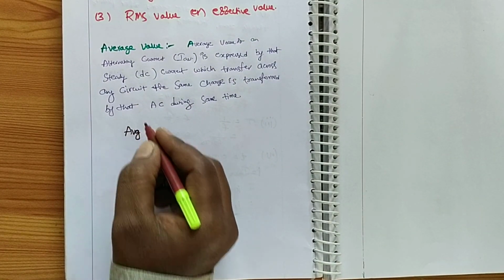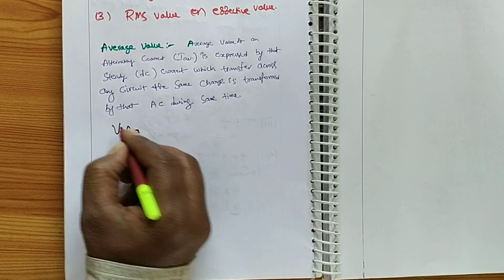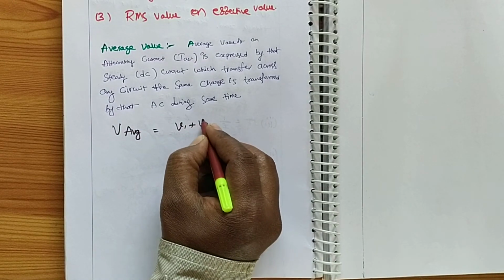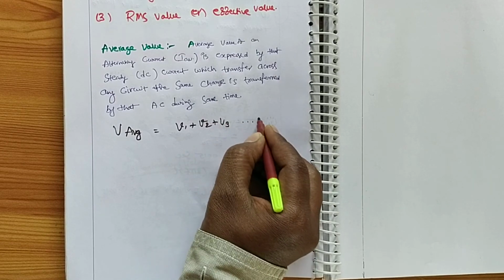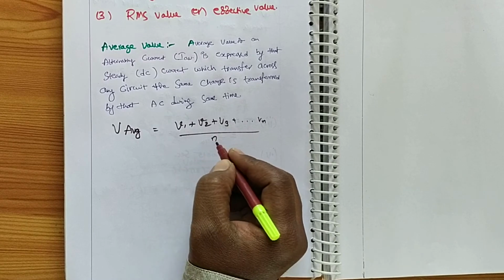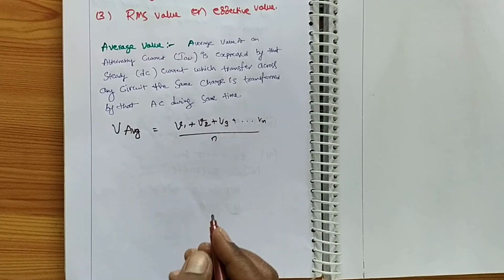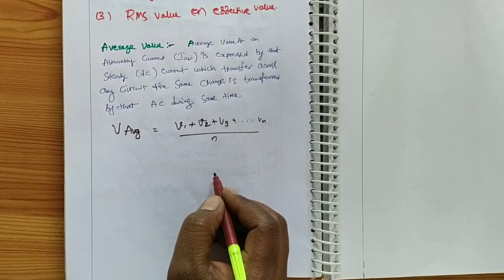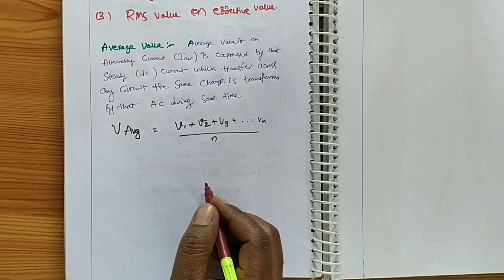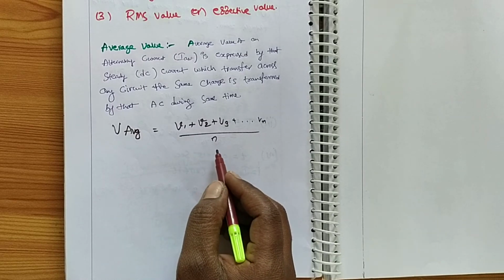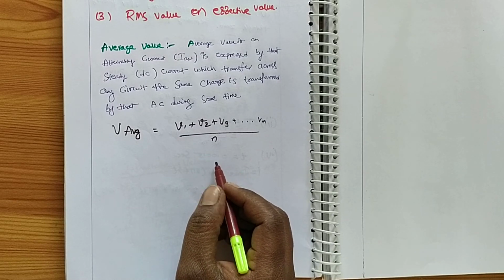How to calculate average value? V average equal to V1, the instantaneous values, plus V2 plus V3 and so on up to Vn, divided by the total number of instantaneous values. Similarly, the average value of instantaneous currents over the intervals is the arithmetic mean of the ordinates over 1/2 cycle.